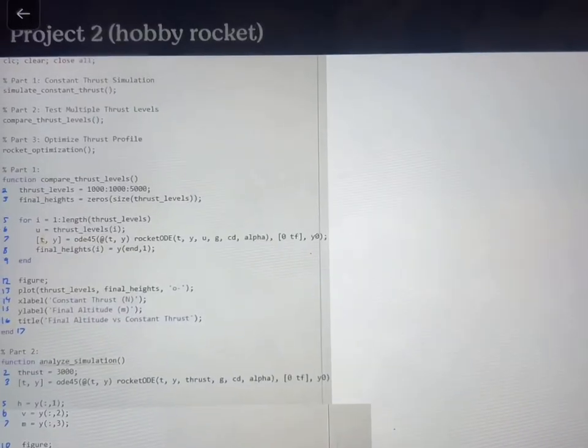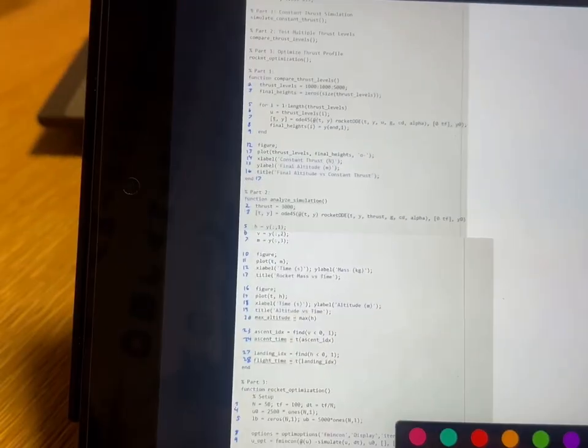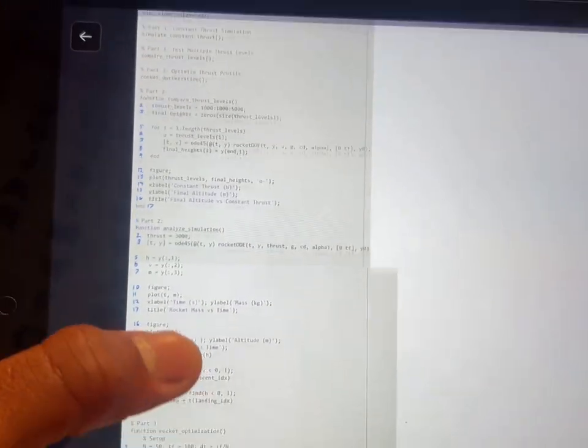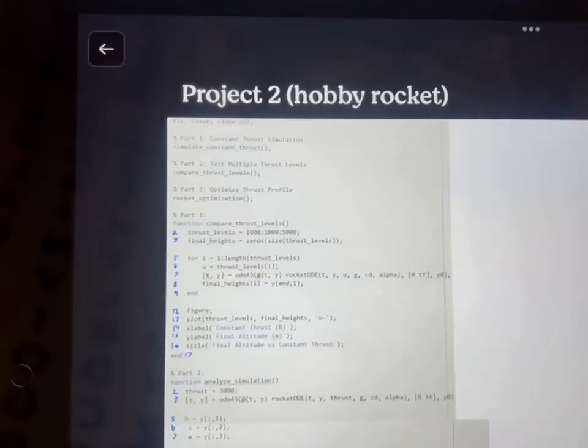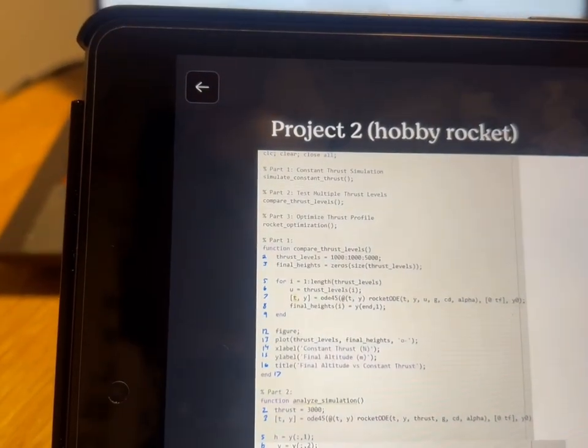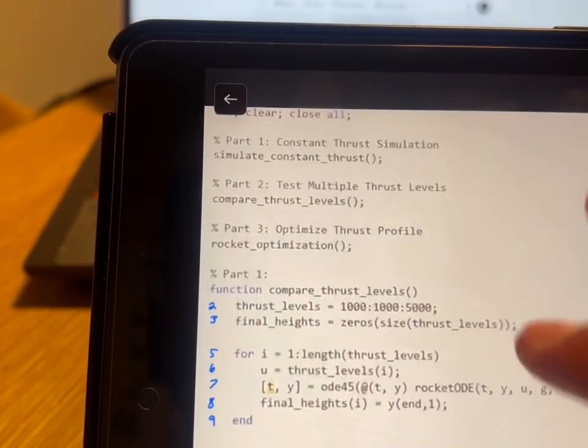All right, now that we've got all of that out of the way, we have all of the code that we did in MATLAB for this project right here. I'm going to go through and explain each bit of code in detail, and I will try to highlight the portions that we're going over as well.